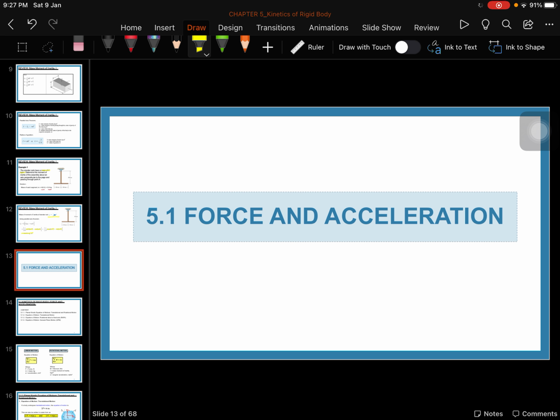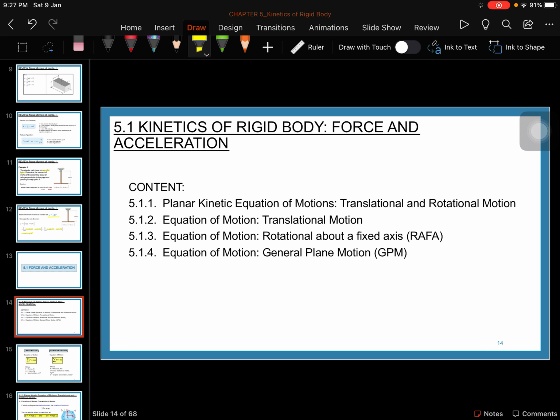Next, we will learn subtopic 1, force and acceleration. These are the contents for this chapter: planar kinetic equation, translational and rotation motion. Next, equation of motion for translational motion. Next, equation of motion, rotation about a fixed axis. And lastly, equation of motion, general plane motion.